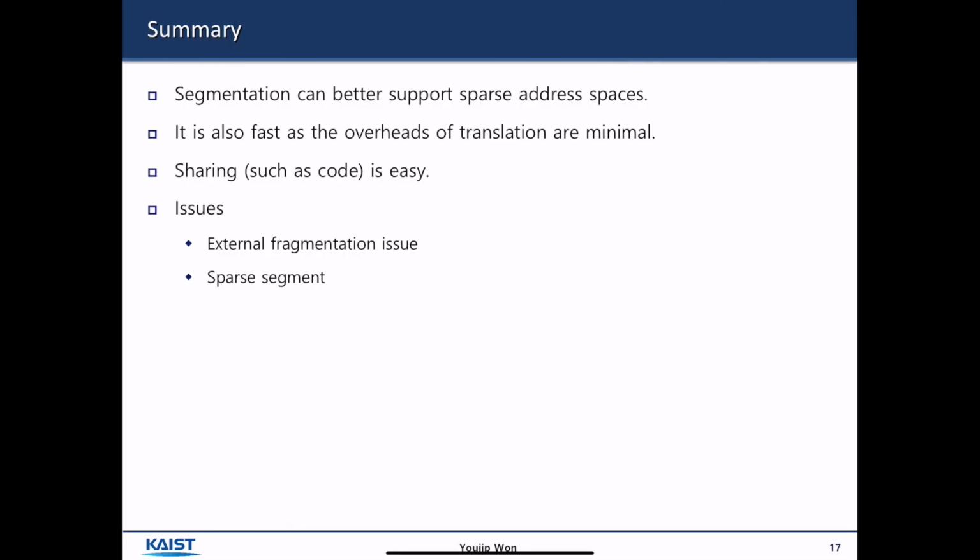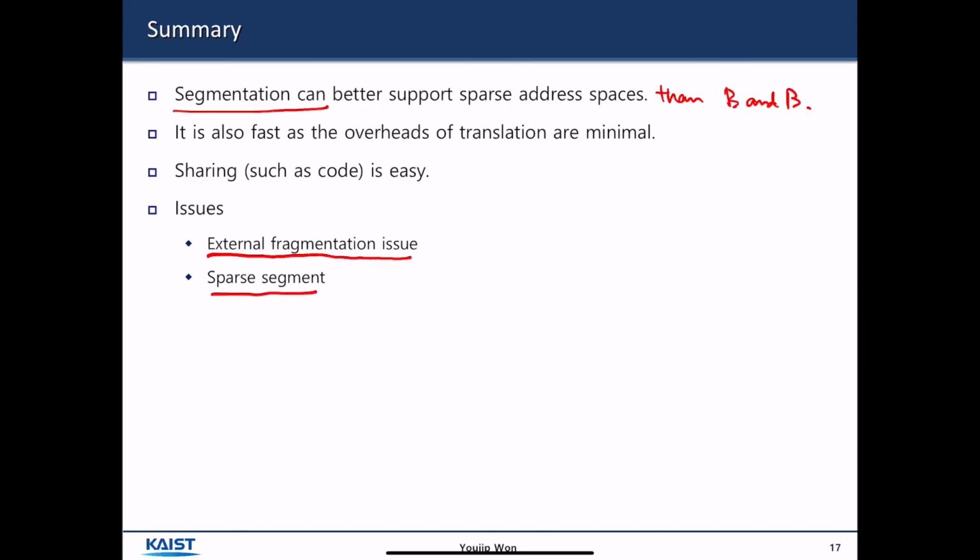In summary, segmentation can better support sparse address spaces than the base and bound register approach. It is also fast, as the overhead of translation is minimal. And sharing is easy, but it has two issues. The first one is external fragmentation. And the second one is sparse segments.